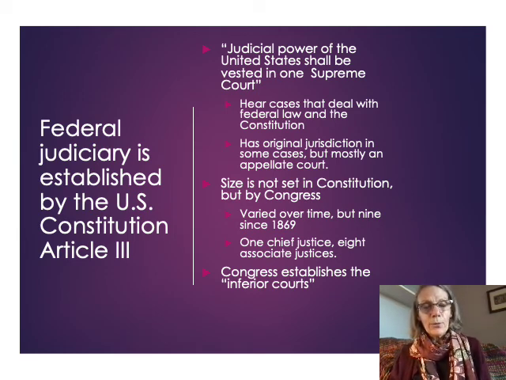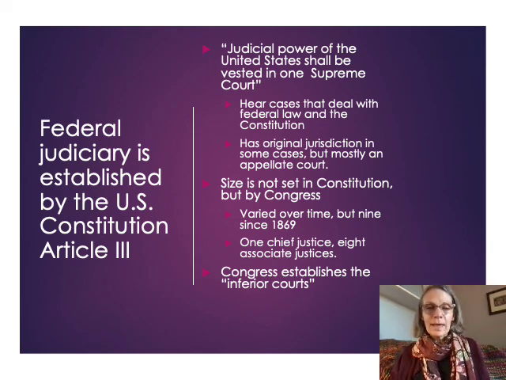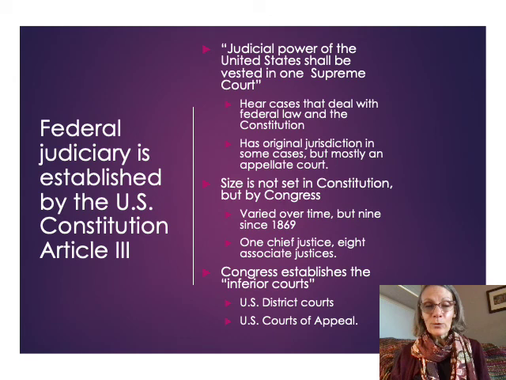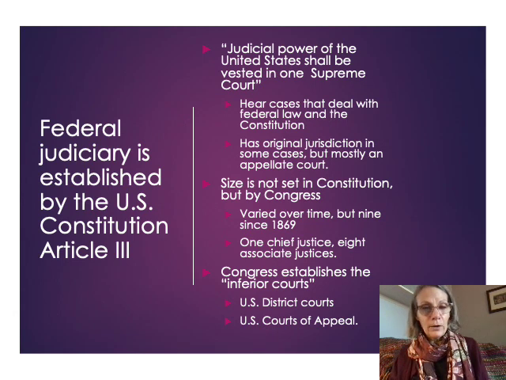The other thing that Article 3 tells us is that there will be lower federal courts, but that Congress is responsible for establishing what the Constitution says are the inferior courts. And so those U.S. district courts we looked at in the last lecture and the U.S. Court of Appeals, the fact that there are 94 and 13 circuits, that is not in the Constitution. And in fact, that authority is given to Congress to establish those lower courts. And Congress also sets the jurisdiction of the lower inferior courts as well. So that's a quick overview of what Article 3 tells us about the Supreme Court.